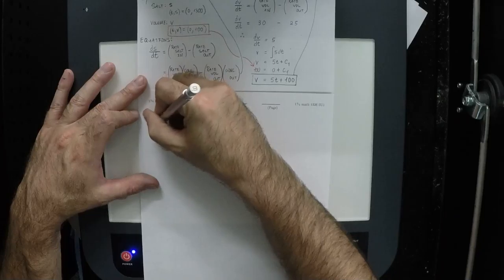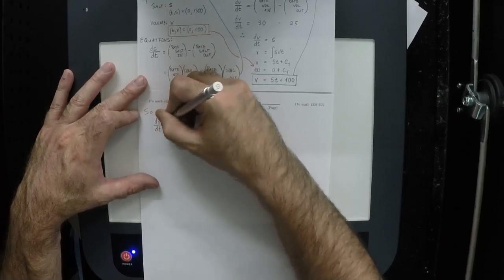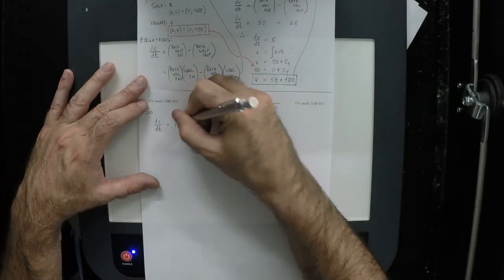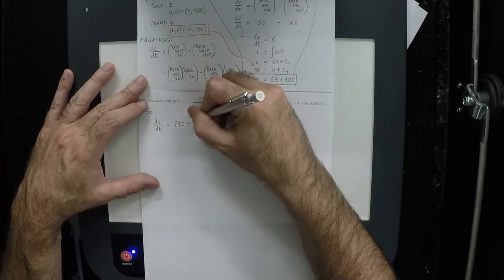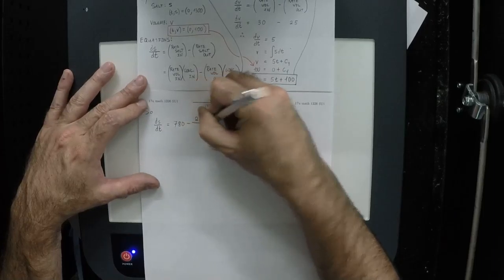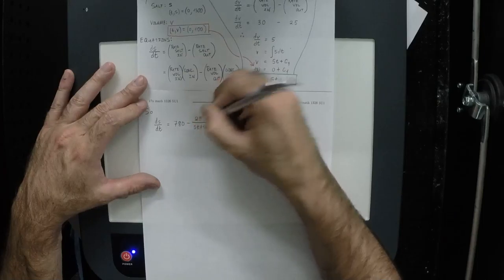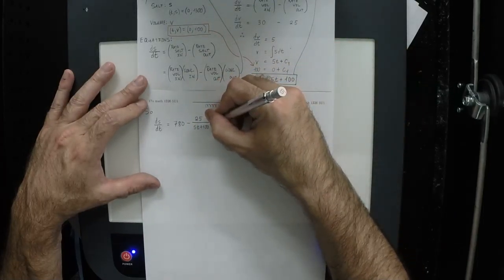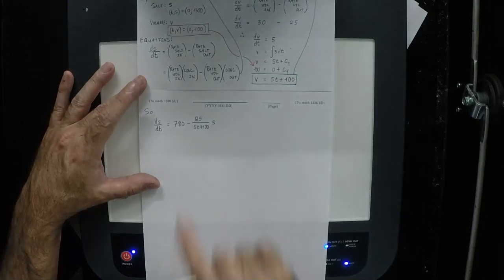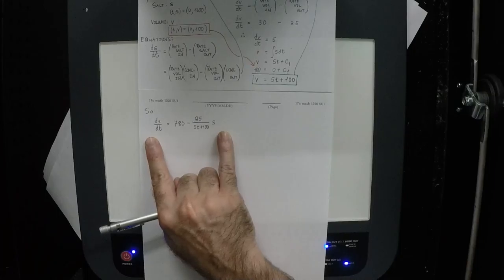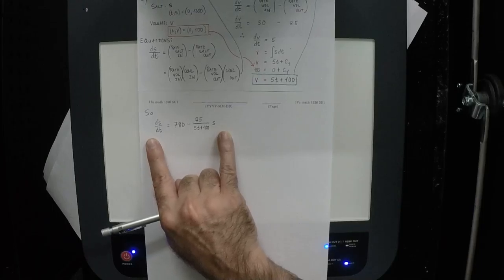So we've established that dS/dt is 780 minus 25 over V, but we established that V is 5t plus 100. And then S. So now have a look at this equation. Now how many variables depend on t? Just S, right? V's gone.